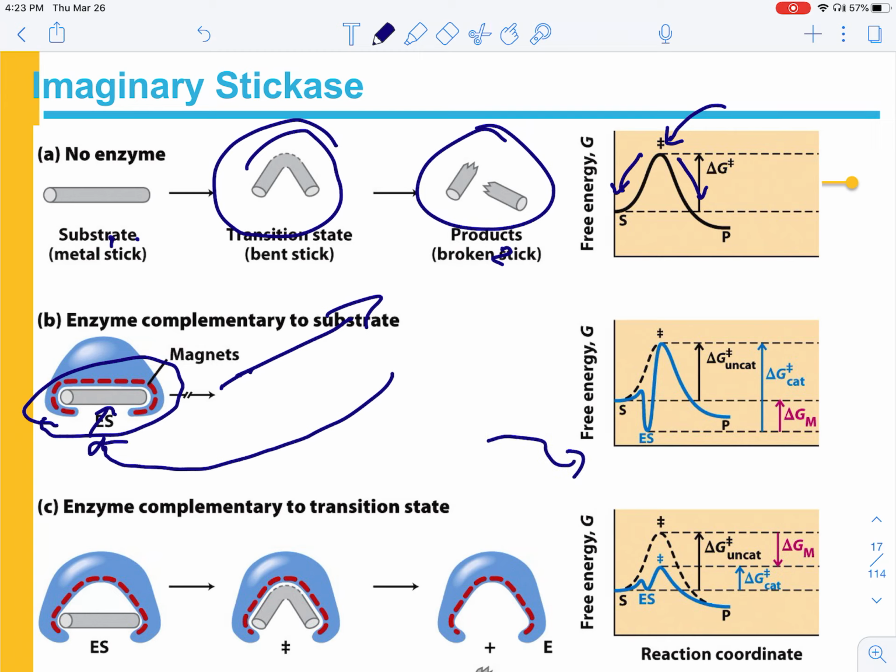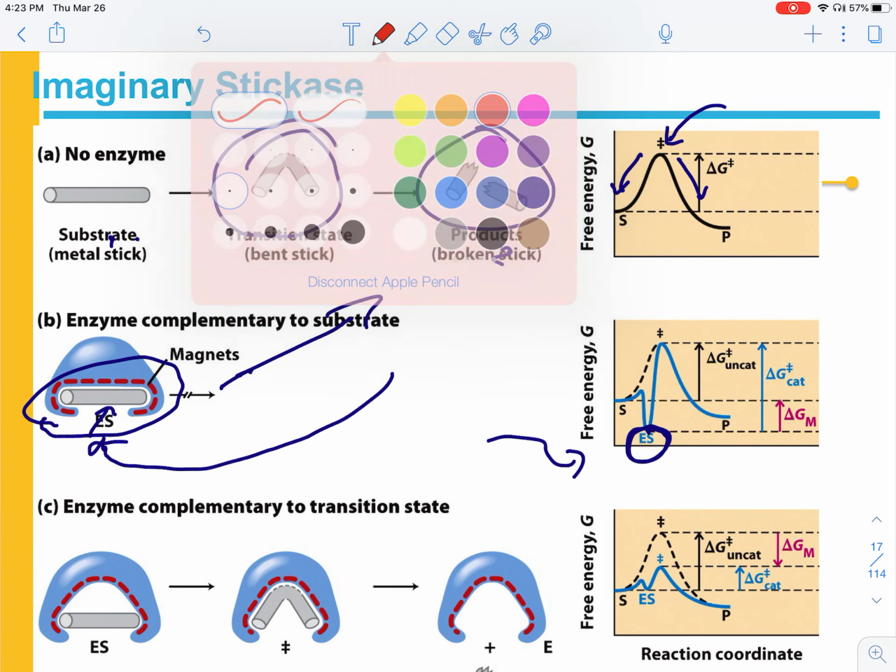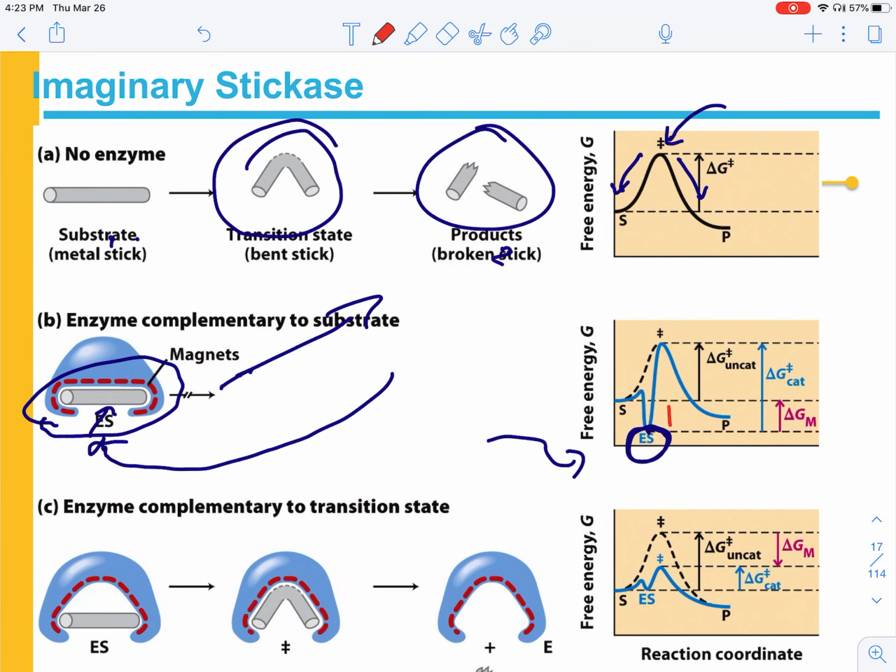If the enzyme is complementary to the substrate alone, then you actually stabilize the enzyme substrate complex, right? And so this is of lower energy, and you've just made your job much harder because now you have to put that much more energy into the system in order to get up to this transition state. So enzymes are not designed to complement the substrate.